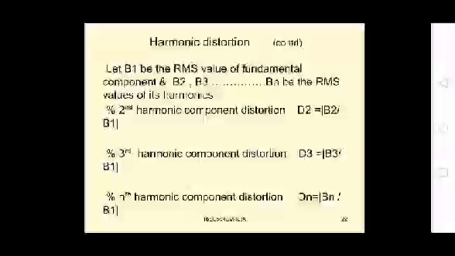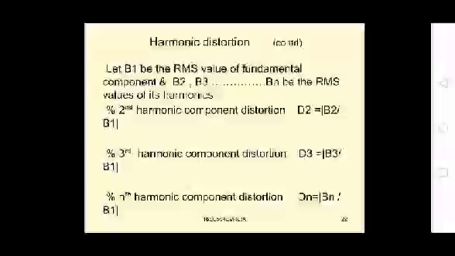Similarly, for the third harmonic, D3 will be given by B3 by B1. For the fifth harmonic, it is B5 by B1. For the 19th harmonic, it will be B19 by B1. And so on, for the nth harmonic, Dn will be the modulus of Bn by B1.